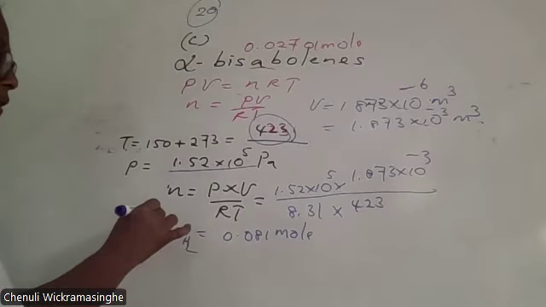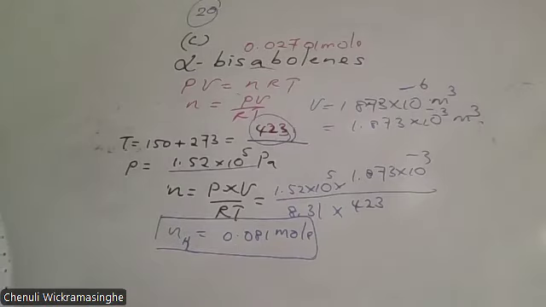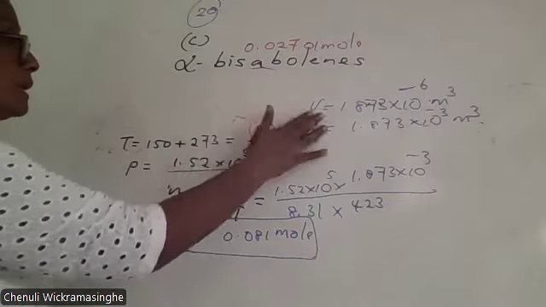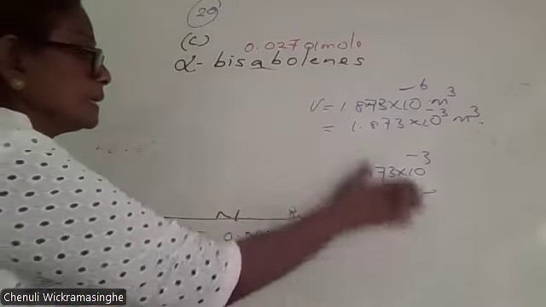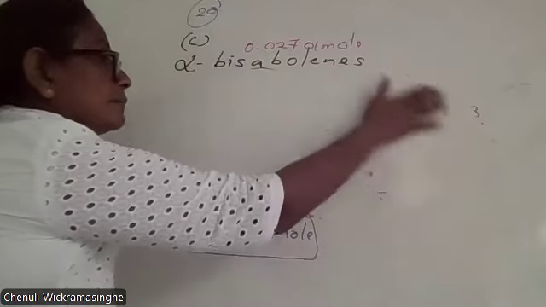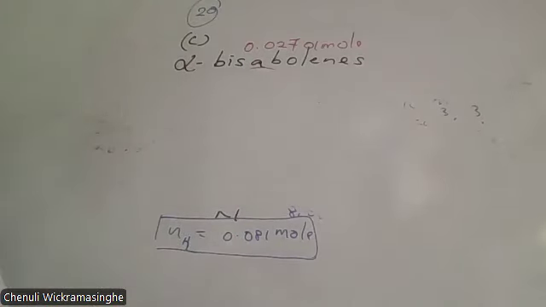Number of moles of hydrogen used is 0.081. Next one, you are asked to use the third part, number of moles of carbon-carbon double bonds which are present in alpha-bisabolene. So after getting both these numbers of moles, it's very clear. You can get the idea of the ratio of these two compounds reacted.